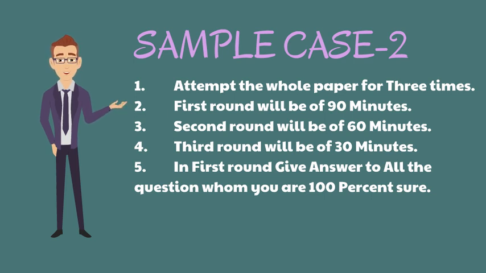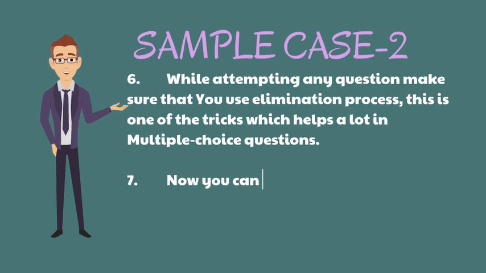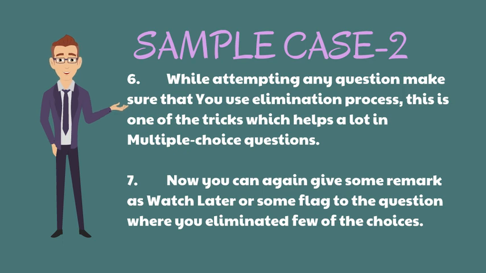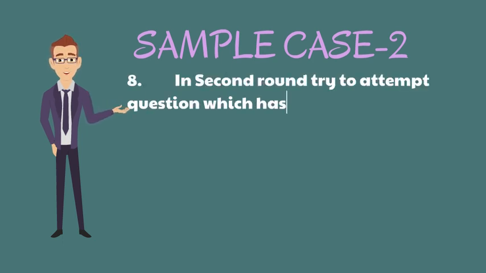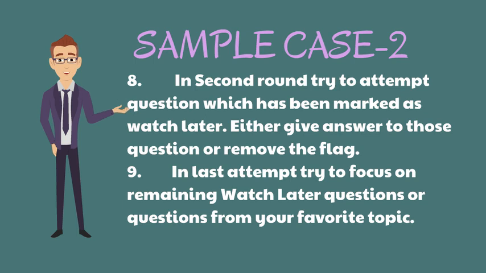In the first round, give answers to all the questions of which you are 100% sure. While attempting any question, make sure that you use the elimination process. Now you can again give some remark such as watch later or some flag to the question where you eliminated a few of the choices. In the second round, try to attempt those questions which have been marked as watch later. Either give answers to those or remove the flag. In the last attempt, try to focus on the remaining watch later questions or questions from your favorite topic.